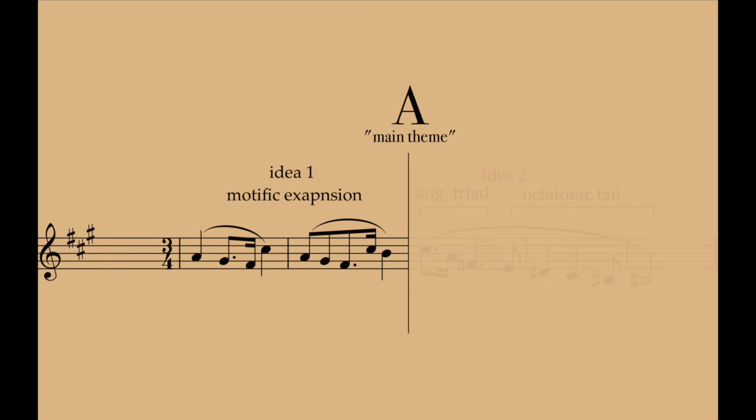Let's start with idea number 1. The 2 cells of this motif will be labeled A1 and A2. The reason for this separation is that they are treated and developed independently over the course of the work, even if they are heard as part of the same phrase when appearing together like this.